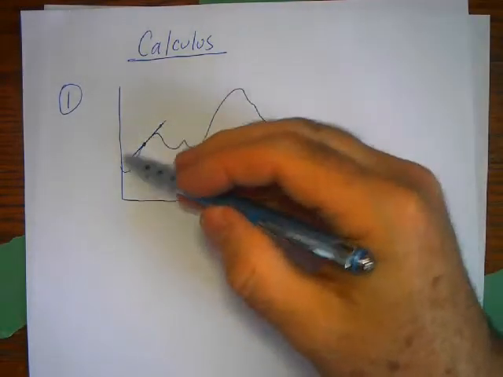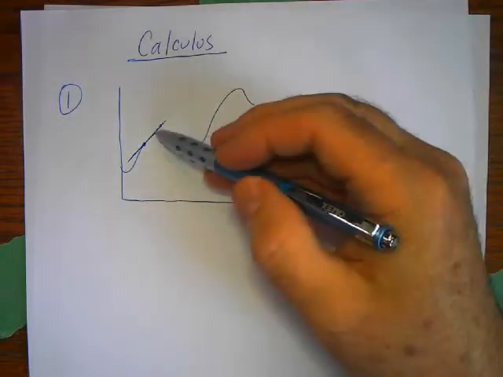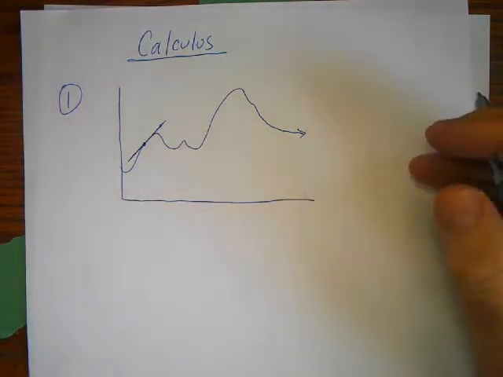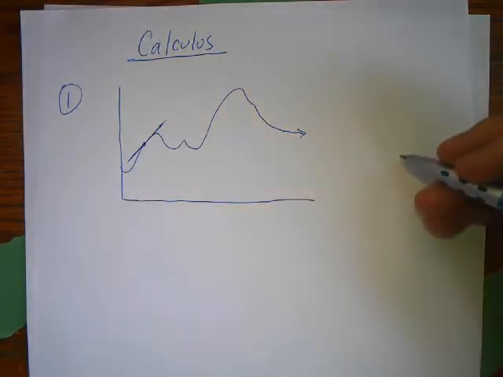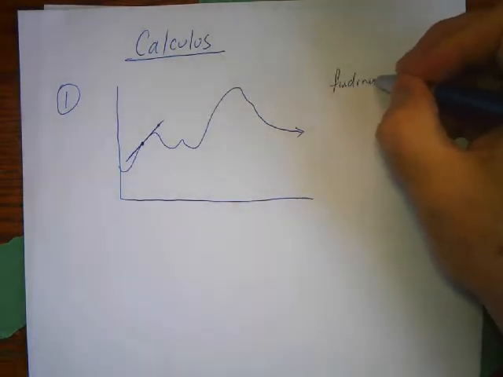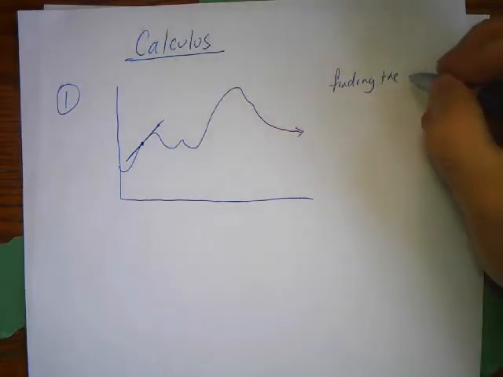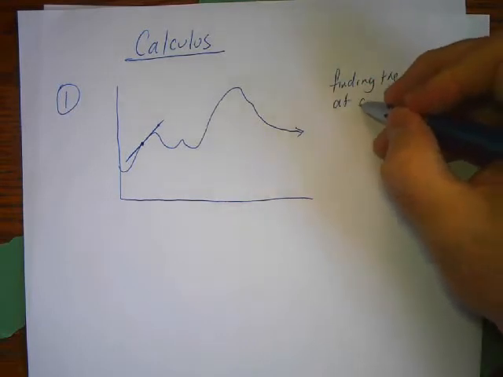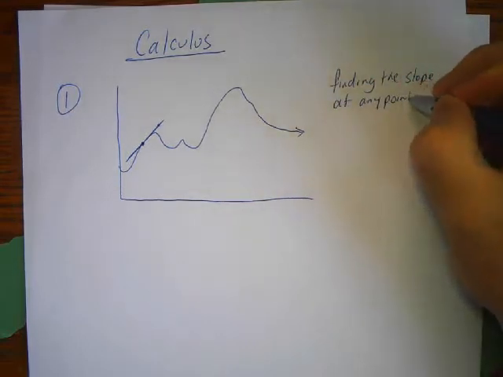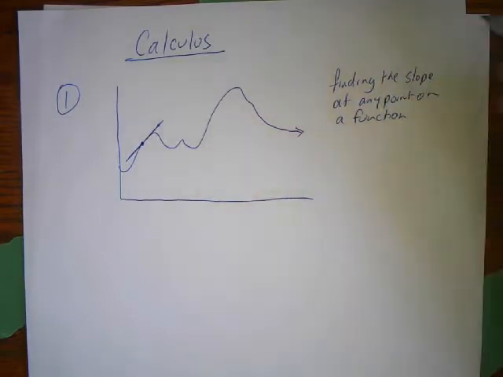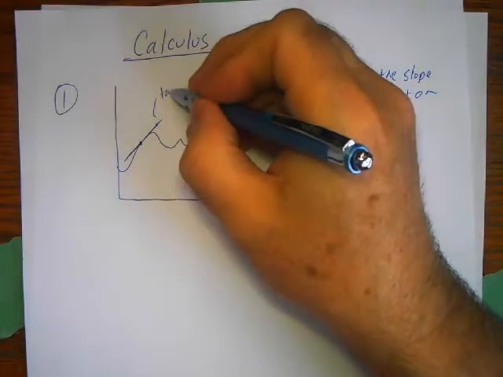Now you can see doing it graphically is not very accurate. So in calculus, we have an algebraic method of doing it that's exact. So the first part is basically finding the slope at any point on a function, and we do that, like I said, with a tangent line.